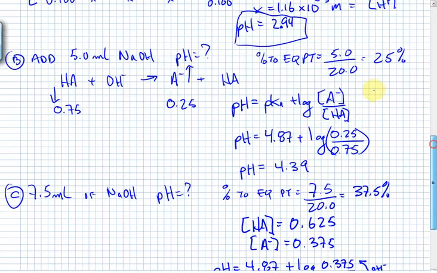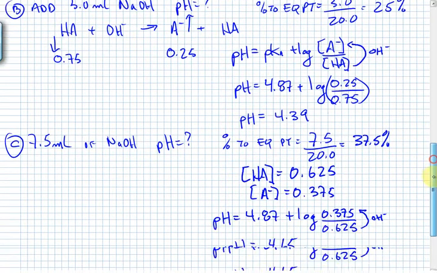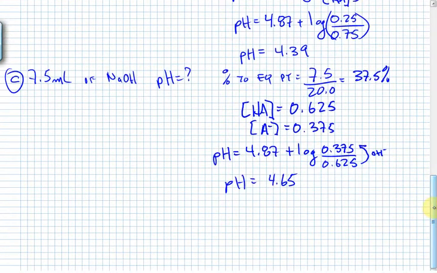So if you notice what's happening here, our titration reaction is converting the conjugate acid, in this case the propanoic acid, into the propanoate ion as we proceed in the titration. So that ratio is constantly changing. All right, letter D.